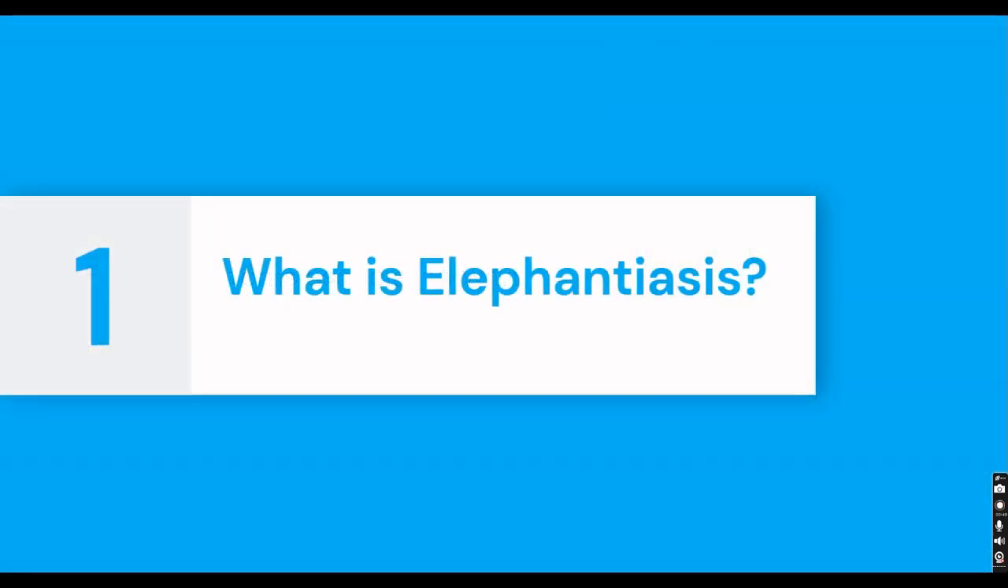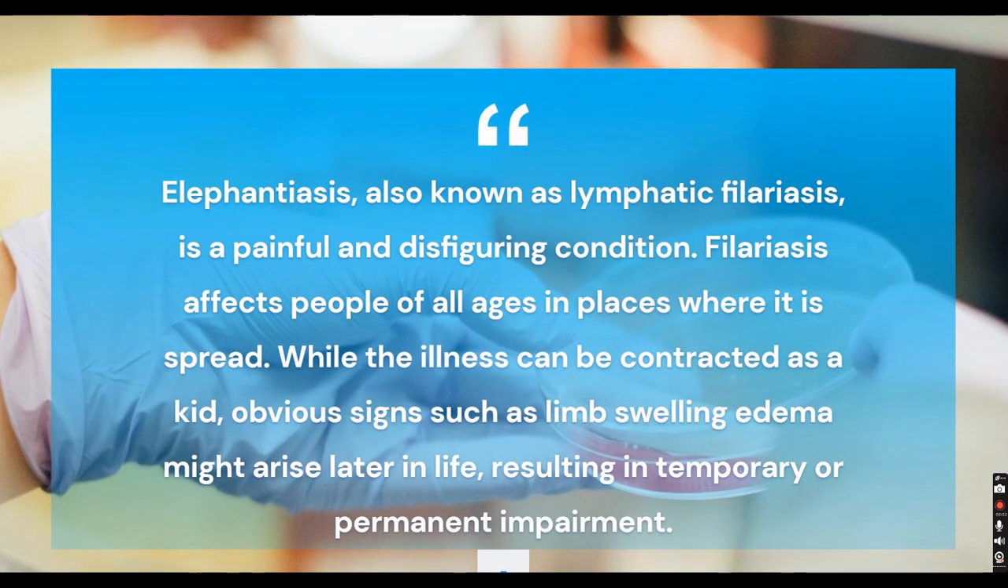So firstly, what is elephantiasis? Elephantiasis, also known as lymphatic filariasis, is a painful and disfiguring condition. It affects people of all ages in places where it is spread. While the illness can be contracted as a kid, obvious signs such as limb-swelling edema might arise later in life, resulting in temporary or permanent impairment.